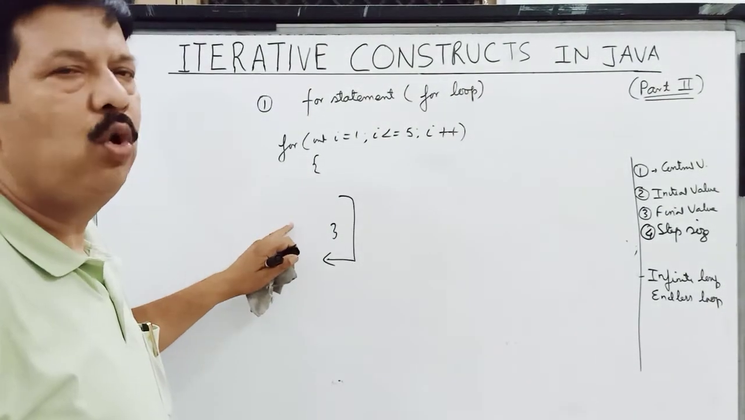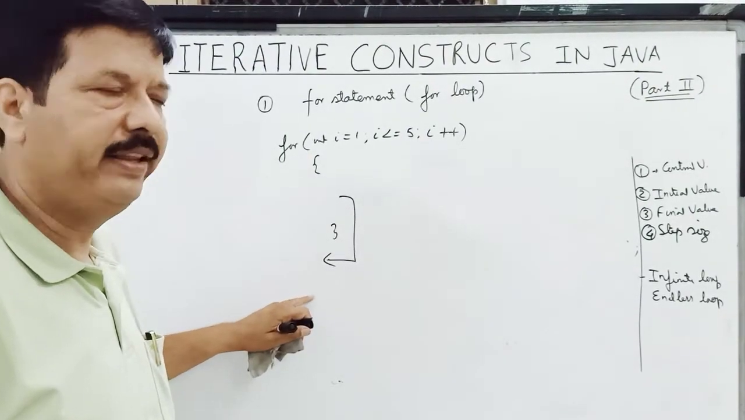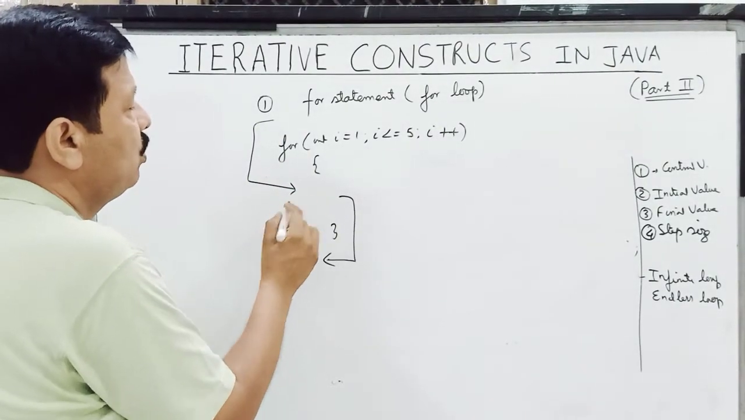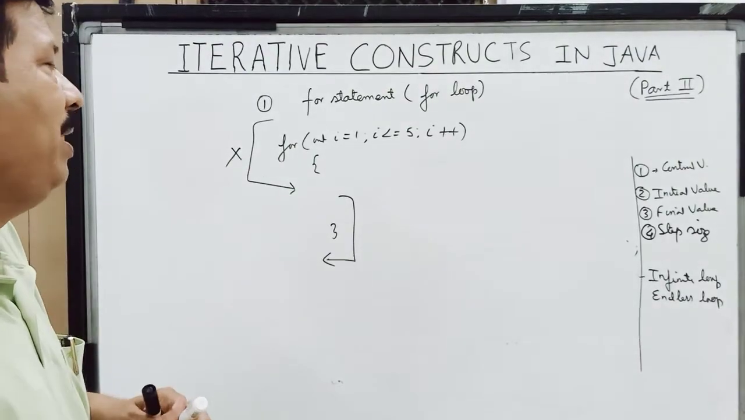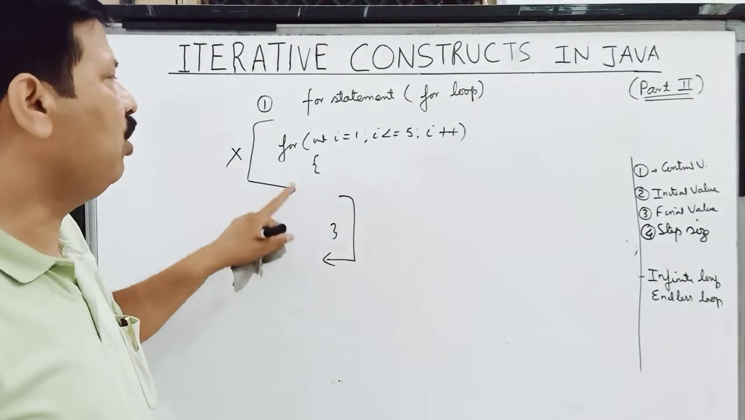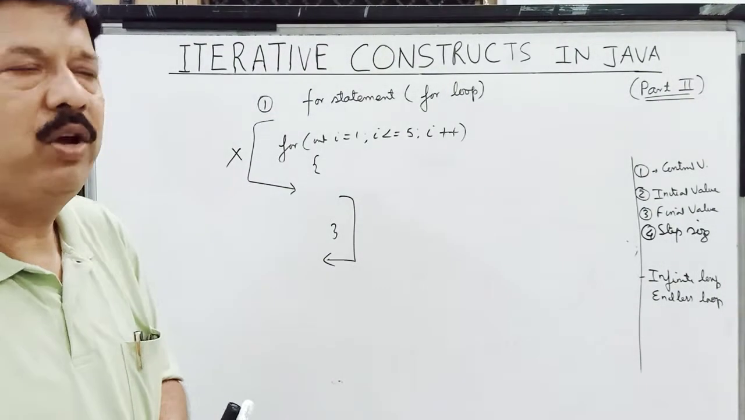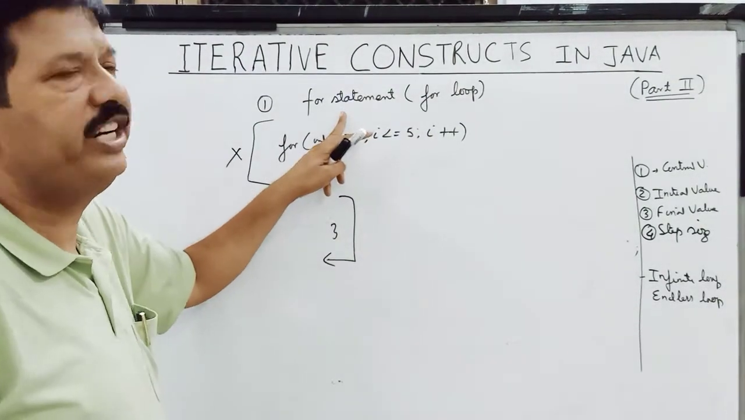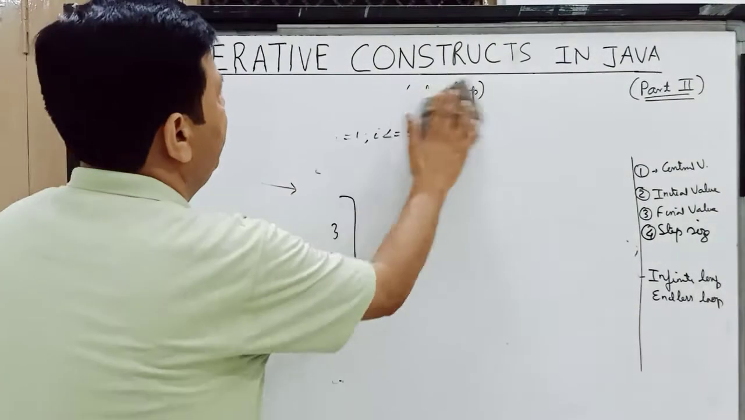So within a loop, a control may be transferred from the loop to a statement outside the loop, but you cannot transfer a control from outside to a body within the loop. This is not possible. So the control may be transferred from the loop to a statement outside the loop, but it cannot be transferred from outside to a statement within the loop. I hope children, all the things related to the for loop or for statement we have studied there. And children, this is regarding the for statement.